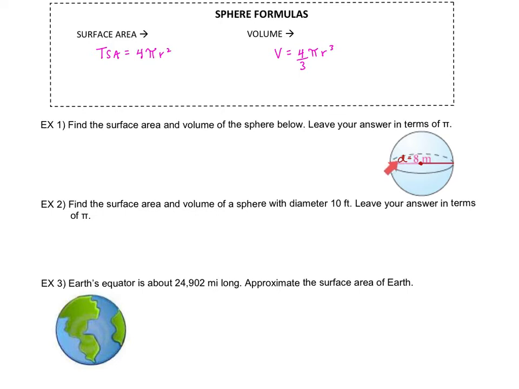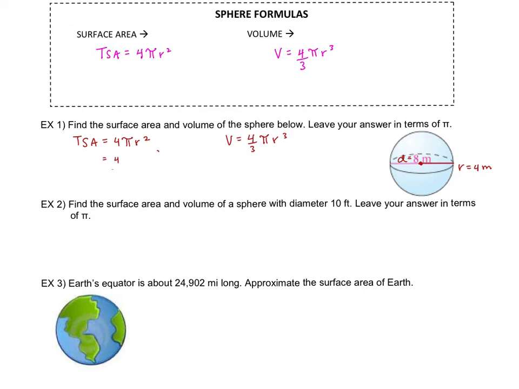So I can see, and I already started to label this, that my diameter is going to be 8 meters. So what does that mean? Well, that means my radius will be 4 meters. So look at that. I can write down the formulas that I had for total surface area as well as for volume, and I can just plug in my radius.